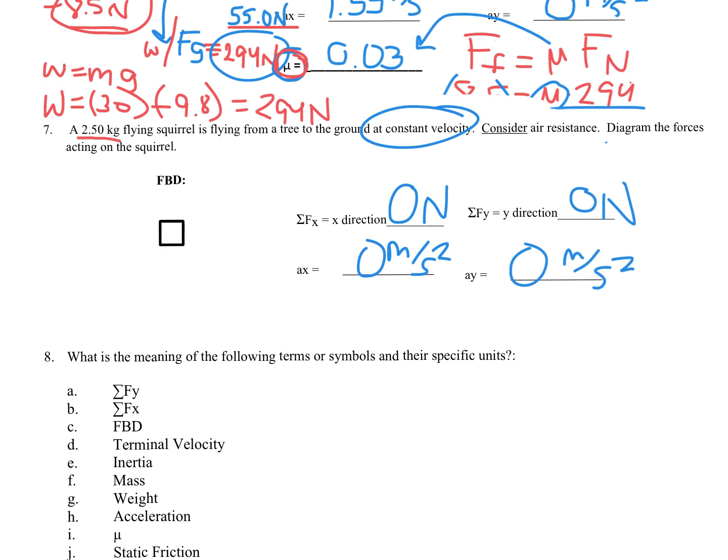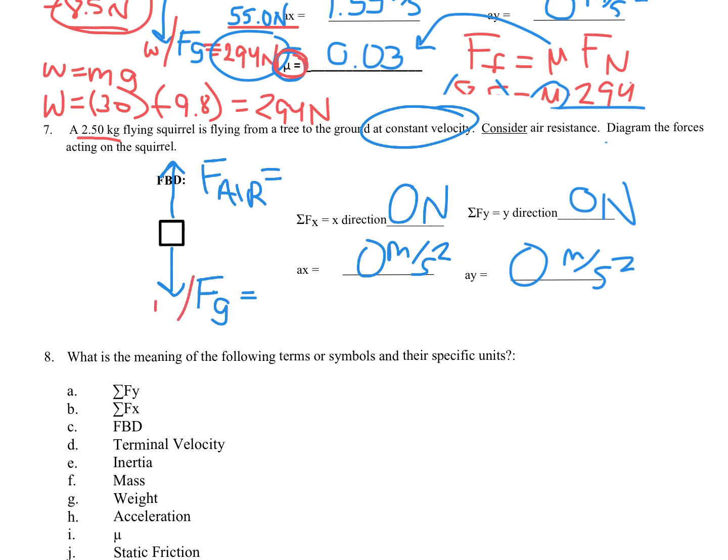It says, consider air resistance, diagram the forces. So if this squirrel is falling, we know the force of gravity is pulling on it, and equally an upwards force of air resistance is on it. So that was a pretty quick question. The only thing we need to do now is figure out what the forces are up and down. Don't forget, if these forces up and down are equal, once we figure out the force of gravity, we can figure out that it's the same or equal to the force of air resistance.